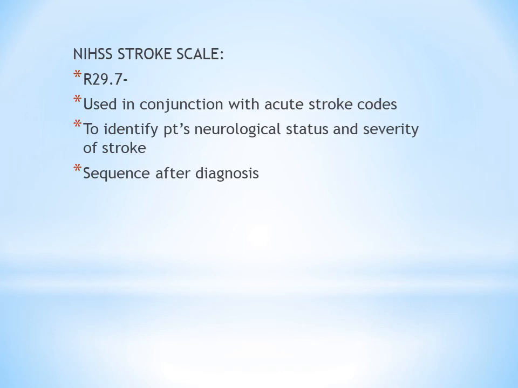Next one is the NIHSS stroke scale, National Institutes of Health Stroke Scale. Similar to the coma scale, we have another scale, the stroke scale, to assess the intensity of a stroke. The code for the stroke scale is R29.7. It should be used along with the stroke codes. The first code should be the acute stroke code and the second code should be the NIHSS stroke scale, if given. This stroke scale is to assess the severity of stroke and identify the neurological status of the patient. It should always be sequenced after the diagnosis code.